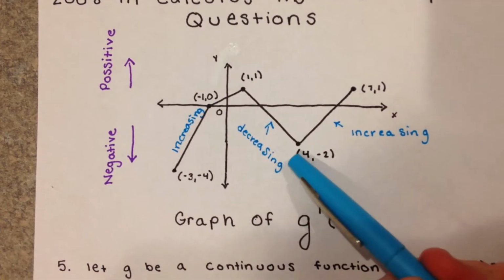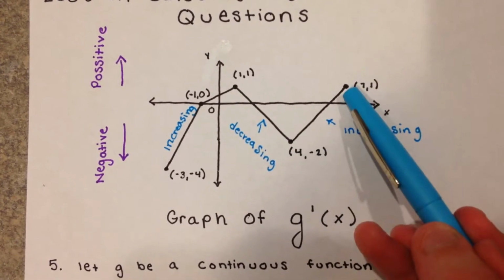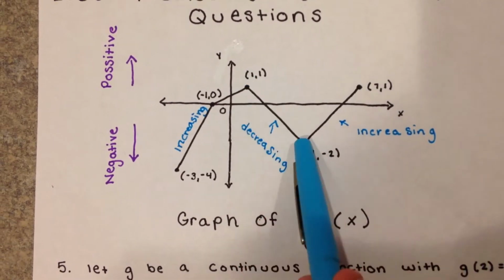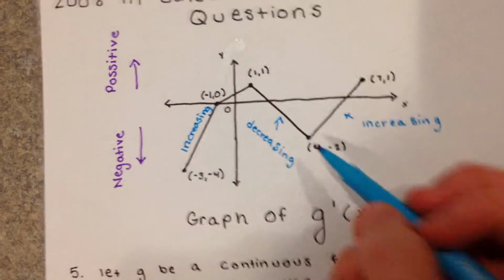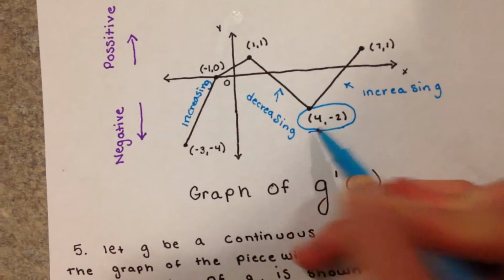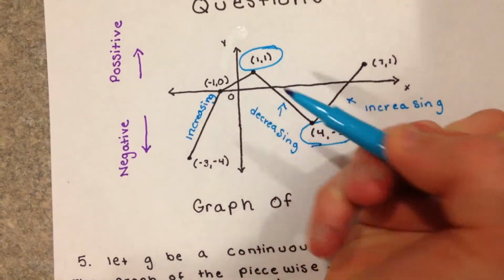Then if you look at 4 to 7, the graph is increasing. And before that, from 1 to 4, the graph was decreasing. So x equals 4 is also a point of inflection. So for your answer, you would say x equals 4 and x equals 1 are points of inflection.